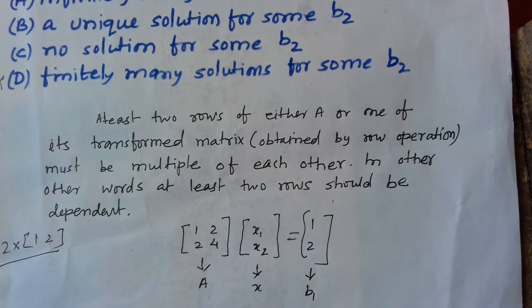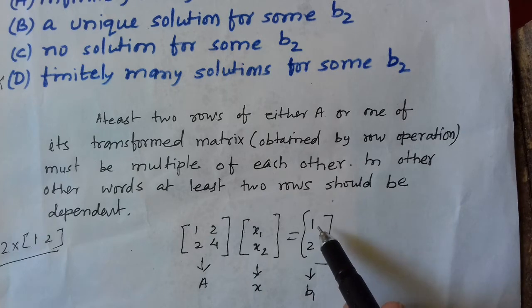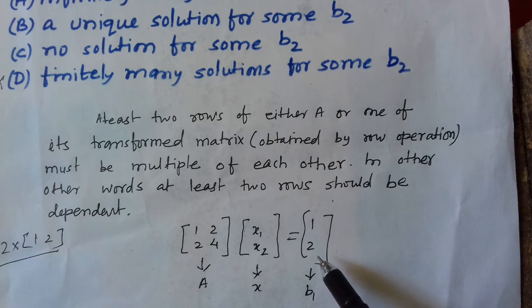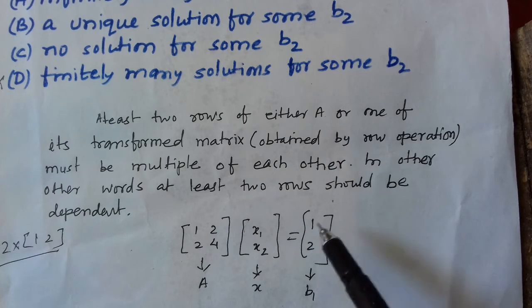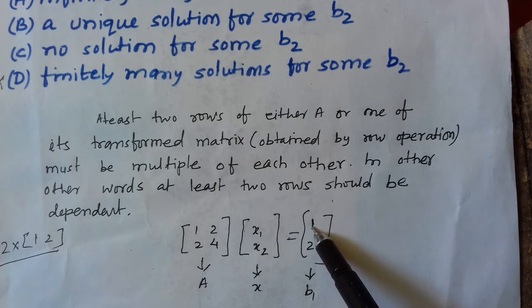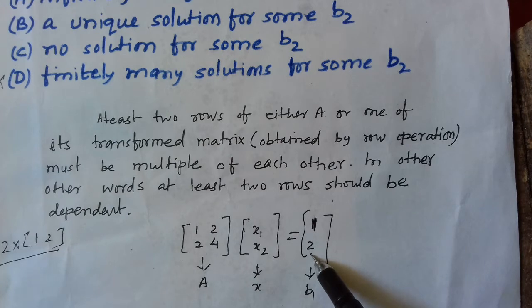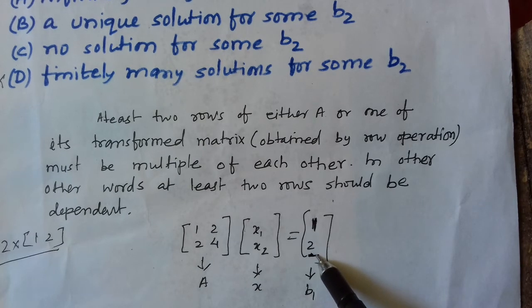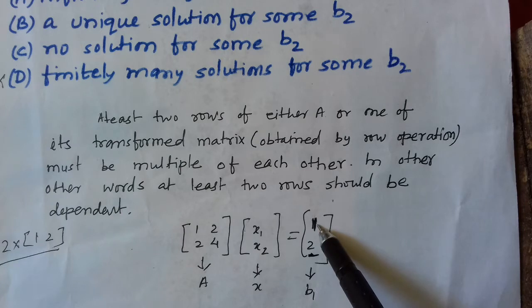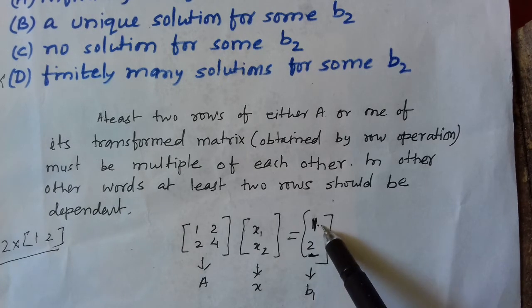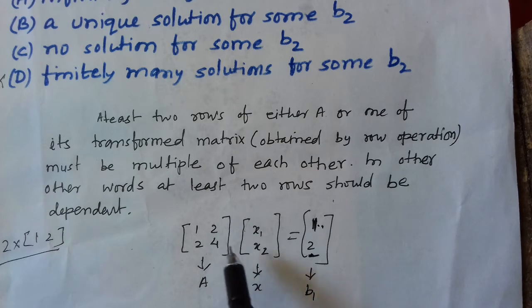And obviously here you can take 1, 2 or 3, 6, but you have to restrict yourself: whatever you put in the first entry, suppose x, then you have to put 2x here. You are not independent. The second entry is dependent on the first entry. The second entry should be double of the first entry. So obviously this equation has an infinite number of solutions.